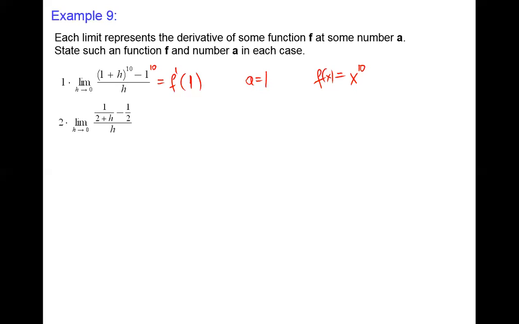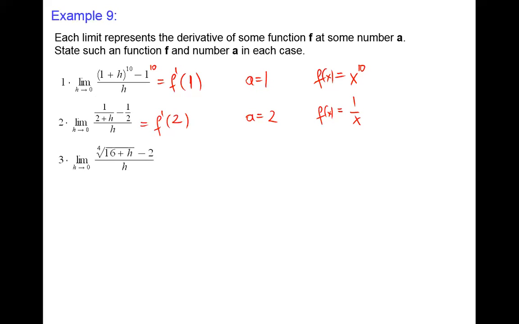Limit as h goes to 0, 1 over 2 plus h minus 1 over 2, over h. Again, this is the derivative, but what is the point and what is the function? Do you see the function and do you see the point? It's 1 over x, of course. The function is 1 over x, and the value a, of course, is 2, because it's 1 over a plus h, 2 plus h, and so on. Okay, good.